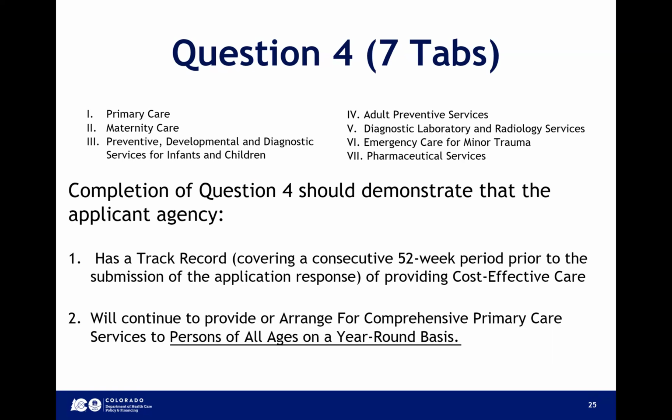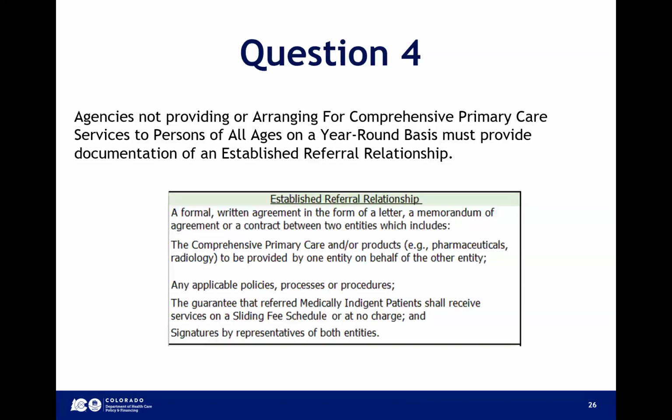Completion of question 4, so all of the 7 tabs that make up the components of primary care, should demonstrate that the applicant agency has a track record covering a consecutive 52-week period prior to the submission of the application of providing cost-effective care, and will continue to provide or arrange for comprehensive primary care services to persons of all ages on a year-round basis.